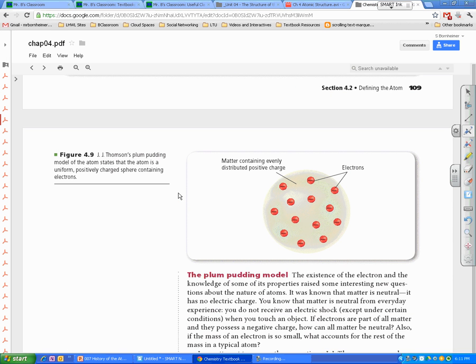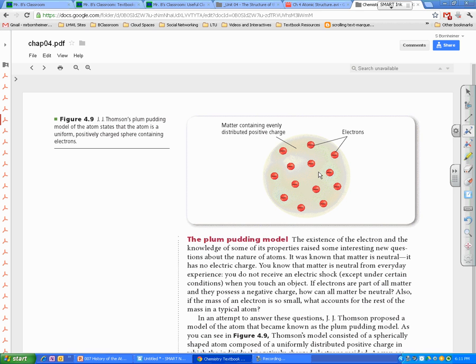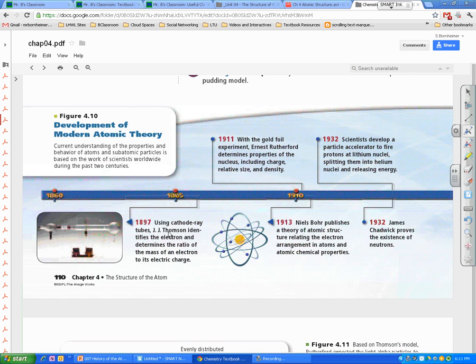Okay, if we look up here, we can see J.J.'s plum pudding model in the text, but we can see a timeline here. In 1897, using a cathode ray tube, J.J. Thomson identified the electron and determined the charge to mass ratio. Then in 1911, with the gold foil experiment, Ernest Rutherford discovers the nucleus, and with his experiment he's able to find the relative size and density. Only a couple years later, in 1913, we're going to look at the Bohr model of the atom, and we're going to get there a little later.